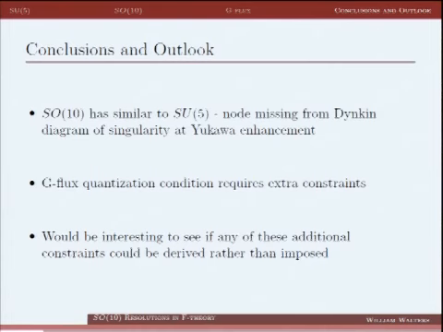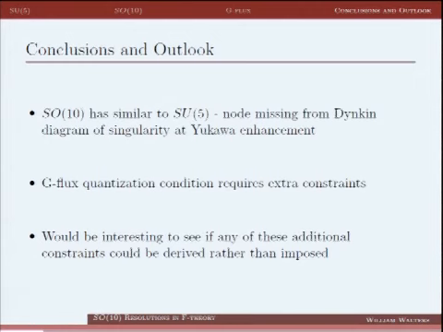Okay, so to sum up, we looked at SO10 and we saw it's similar to SU5 in that you would have a node missing in your singularity at the Yukawa enhancement. So just like the SU5 had one missing from E6, we've got one missing from E7. But we also saw unexpectedly that the G-flux quantization condition requires you to plug in some extra constraints, and that leaves some obvious open questions.